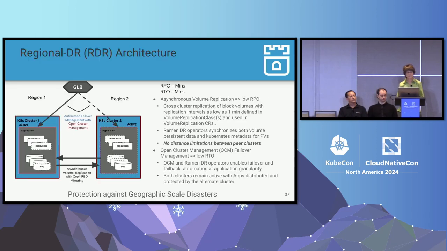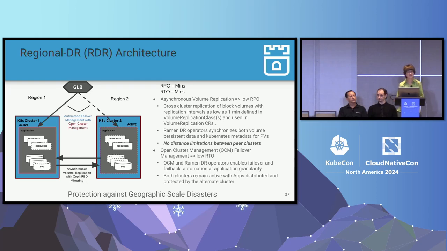So if we look at it in terms of an architecture, or how it looks, this is a three Kubernetes cluster solution. In the middle, we have what we call the hub cluster. That's where OCM would be deployed. It's also where we would have our DR operators, which would create the custom resources I discussed: DRPolicy, DRClusters, DRPlacementControl. They would all live on the hub.